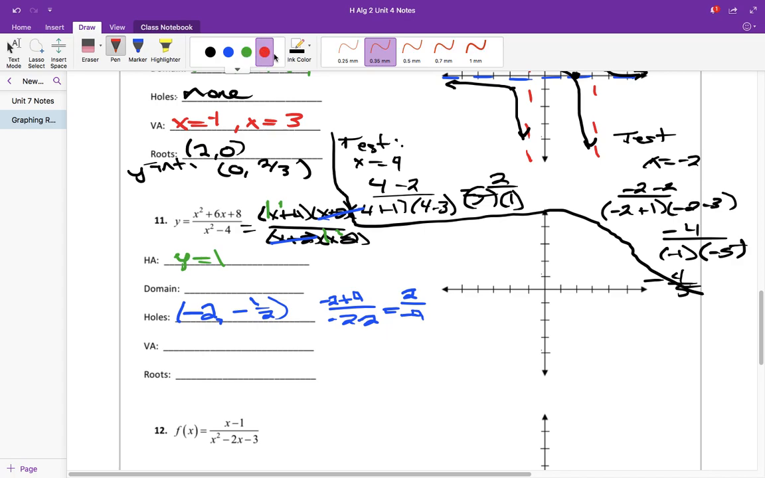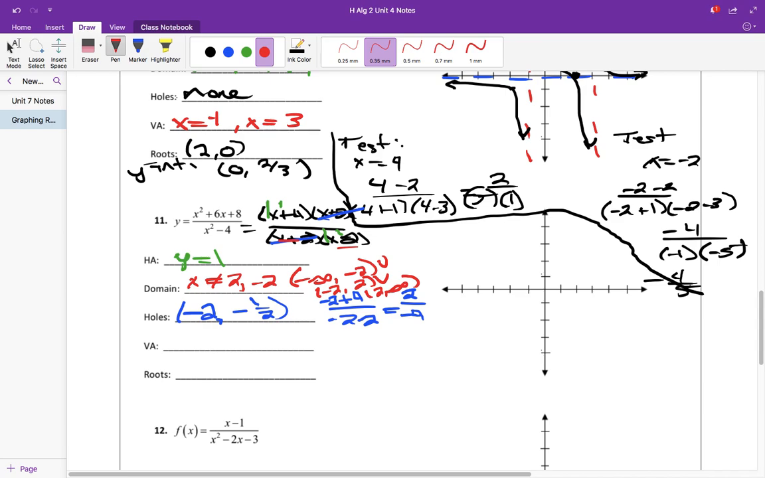For domain, keep in mind domain needs to be everything from the original function, meaning that the x + 2 and x - 2 mean that x cannot equal 2 or -2. And then if you want to put that in interval notation, negative infinity up to -2, -2 up to 2, and 2 up to positive infinity, and then just your union in between.